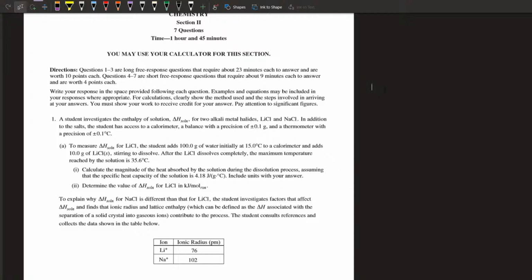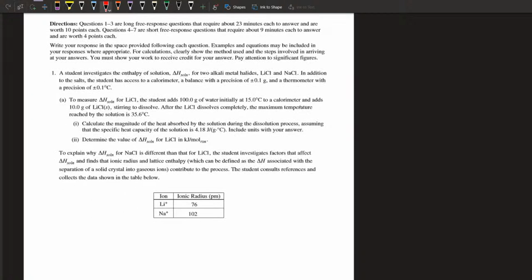A student investigates the enthalpy of a solution for 2 alkali metal halides, lithium chloride and sodium chloride. In addition to the salts, the student has access to a calorimeter, a balance with a precision of plus or minus 0.1 grams, and a thermometer with a precision of plus or minus 1 degree Celsius. To measure the enthalpy of the solution for LiCl, the student adds 100 grams of water initially at 15 degrees Celsius to a calorimeter and adds 10.0 grams of LiCl solid, stirring to dissolve. After the LiCl dissolves completely, the maximum temperature reached by the solution is 35.6 degrees Celsius.